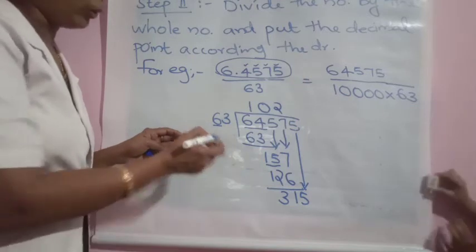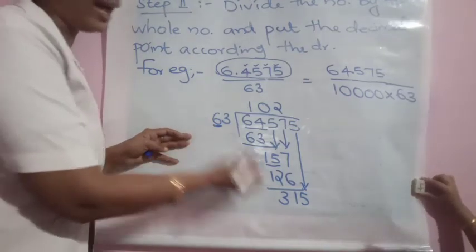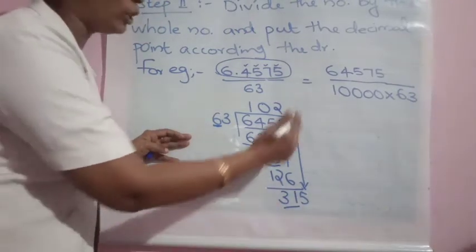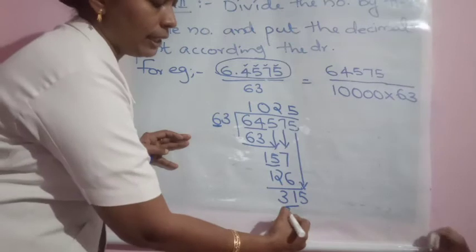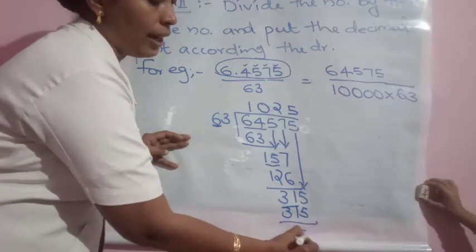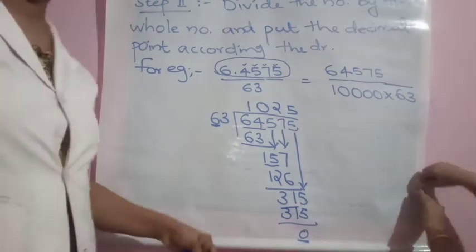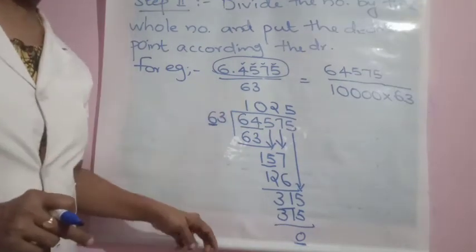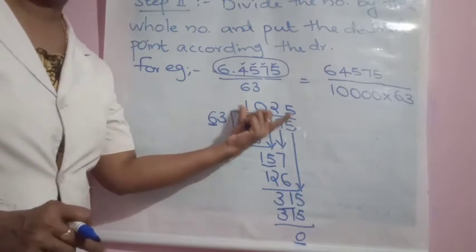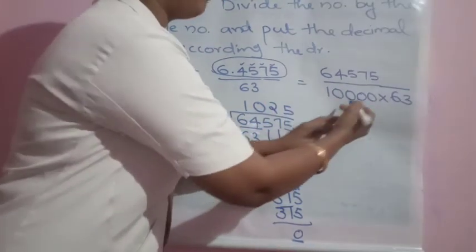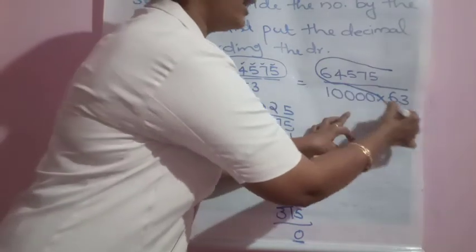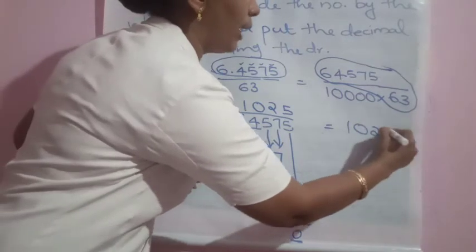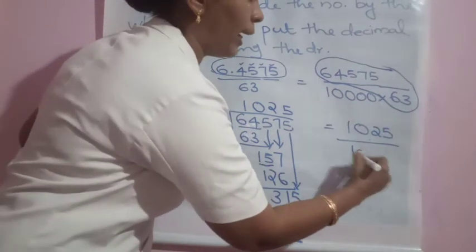315. The teacher already told you the method. This is 6 and this is 31. How many times possible? 5 times gives 315 and the remainder is 0 for us. Is it clear? Completely divisible. And we got the quotient as 1025. Now this method we have finished. We got the answer as 1025 by, now which one remains?